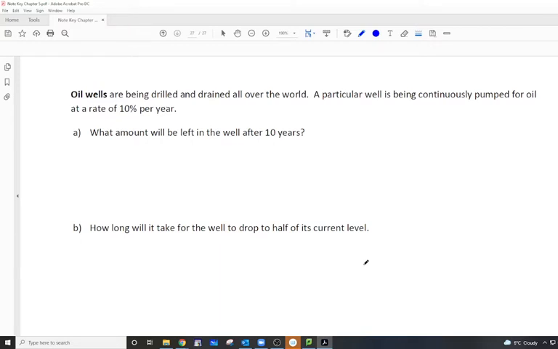All right, last question. Last question is another decay, but this is going to be oil wells. So oil wells are being drilled and drained all over the world. A particular well is being continuously pumped for oil at a rate of 10% per year. That's my K. Continuous means I can use that base e. What amount will be left in the well after 10 years? Well, let's start by writing my equation. P of T equals P naught e to the negative KT. We want to find the amount after 10 years. So for the amount as a function of 10.